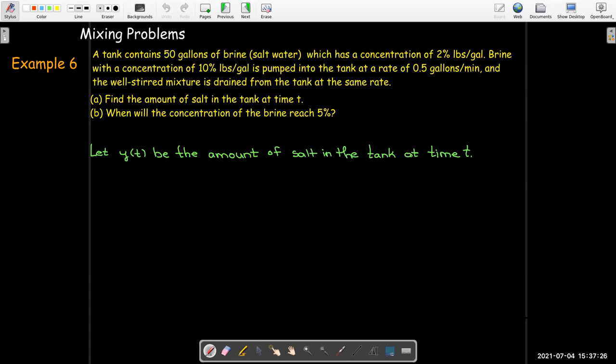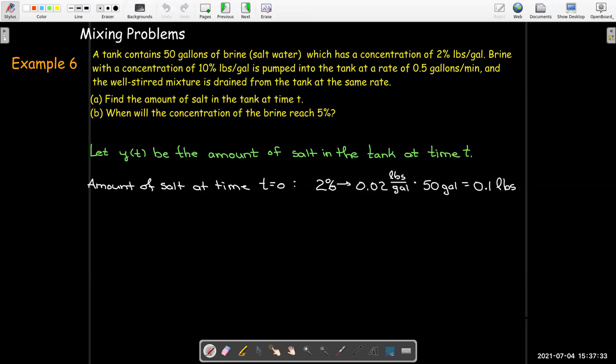So we'll go through the same steps. We're going to let y of t be the amount of salt in the tank at time t. At time t equals 0, before we start adding and draining, we have a 2% concentration. And that means that 2% times 50 gallons, that'd be 0.02 times 50, or 1/10, 0.1 pounds of salt in the tank. So again, we're just going to use the idea of salt in minus salt out is the rate of change in the amount of salt in the tank.